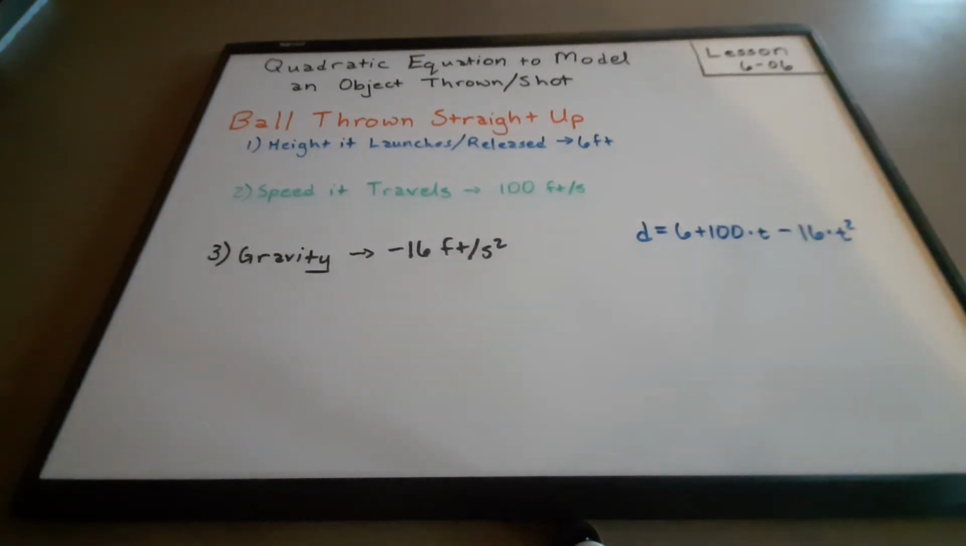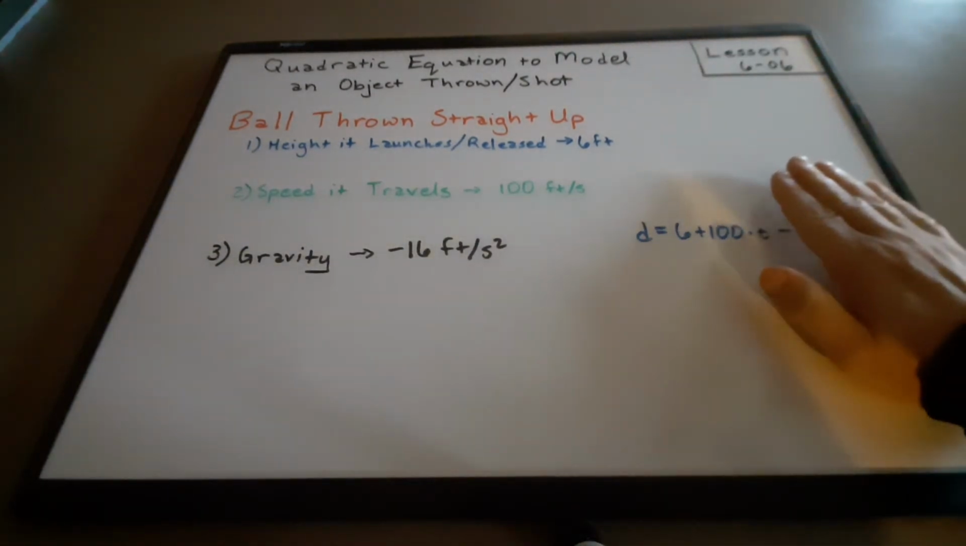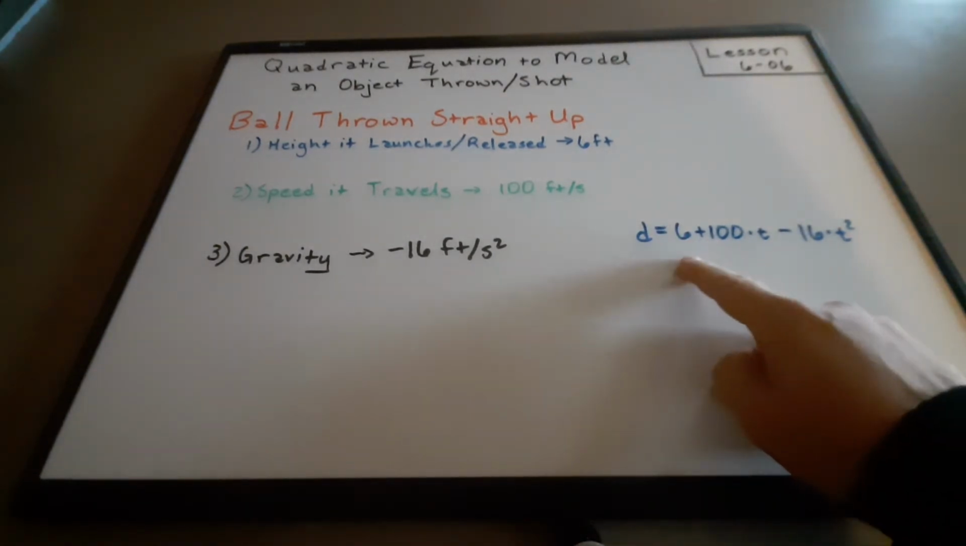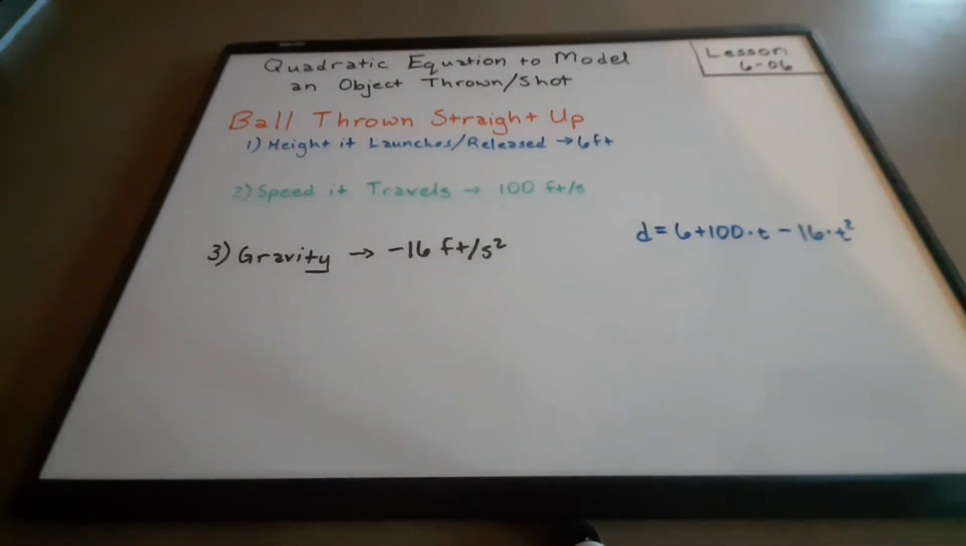Okay? One thing to understand is this is a linear equation without the 16 feet, meaning that if it starts at 6 feet and travels 100 feet per second, after 1 second, it would be 106 feet in the air. But in this case, it loses 16 feet per second squared, so it doesn't work out exactly like a line. This is where a parabola comes in.